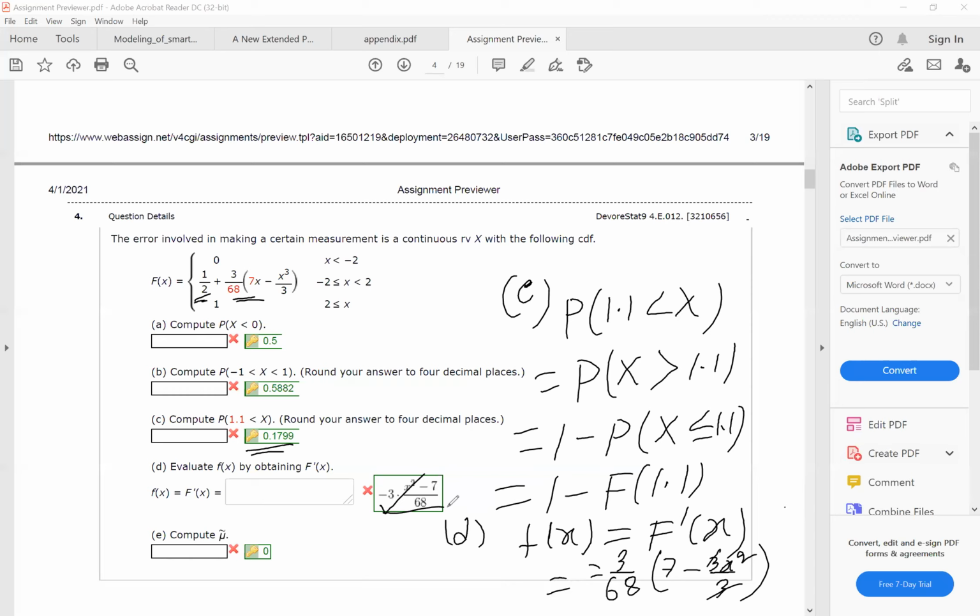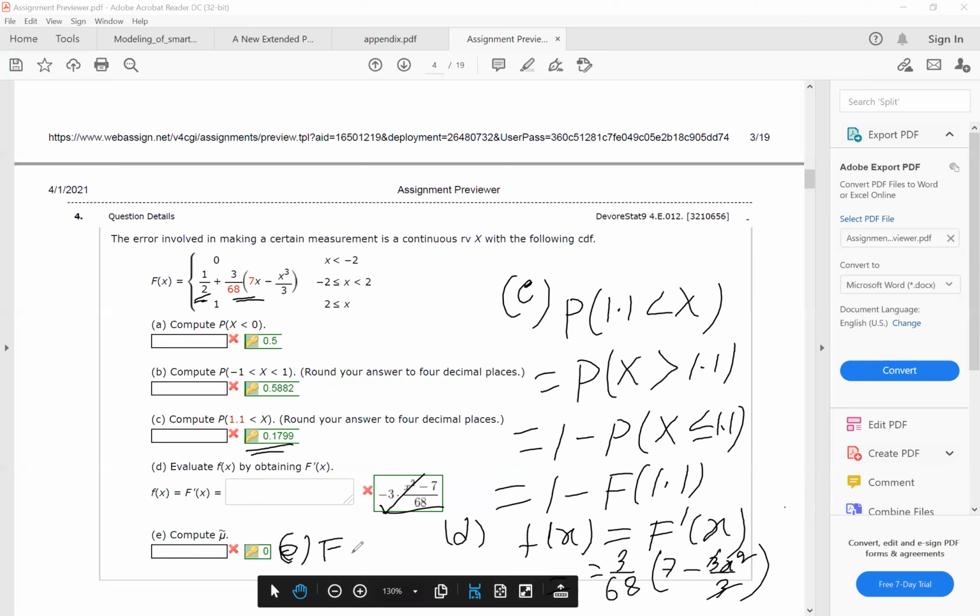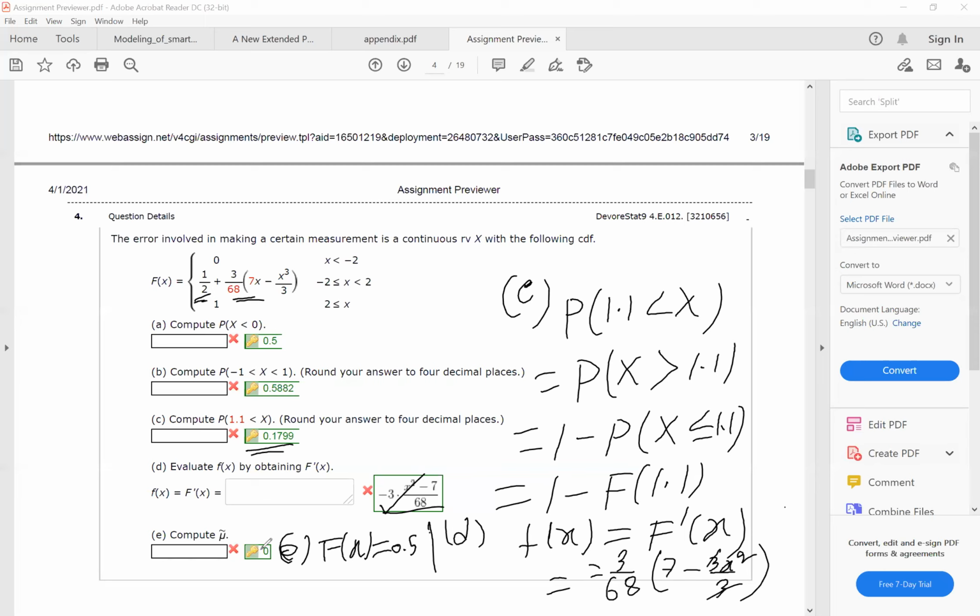Now you have to compute mu tilde, the median value. So that means in part E, we'll consider F of x equals 0.5. So what is the value of x in this case? Can anyone tell me? What is the value of x in this case? Anyone? Yes, it is 0. Now, F of x is 0.5. You have to find the value of x.